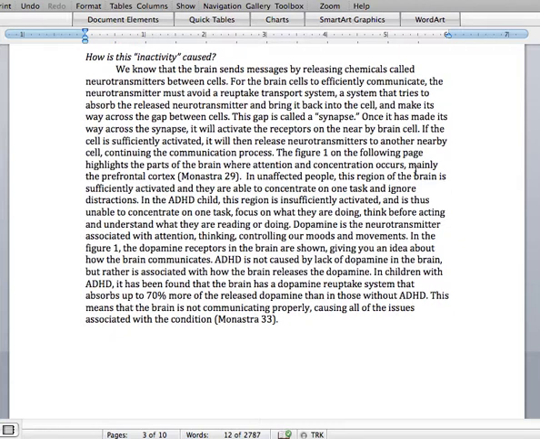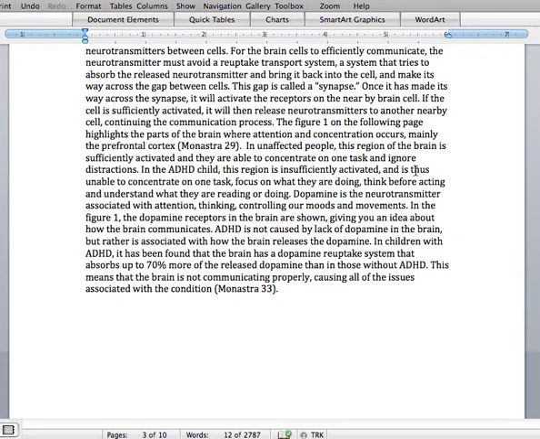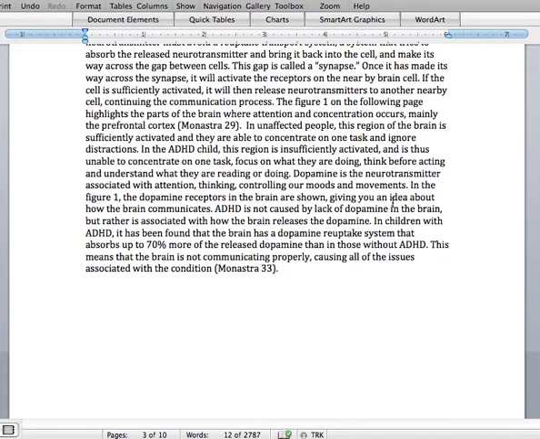I've included a figure on the next page that shows this in a diagram form. In unaffected people, this area of the brain is sufficiently activated and people are able to concentrate on one task and ignore distractions. In the ADHD person or child, this region is insufficiently activated. So it's really hard to concentrate on one task, focus on what you're doing, think before acting, and understand what they're reading or doing at the time. Dopamine is the neurotransmitter that's associated with attention, thinking, and controlling our moods and movements.